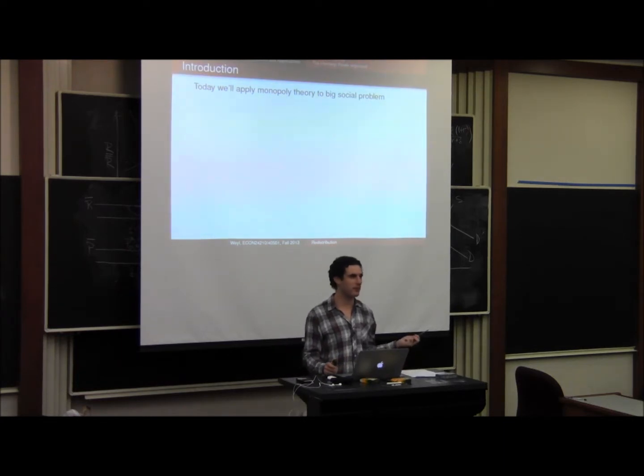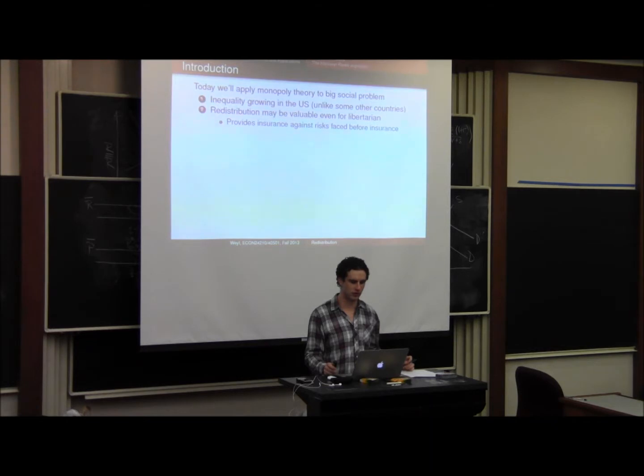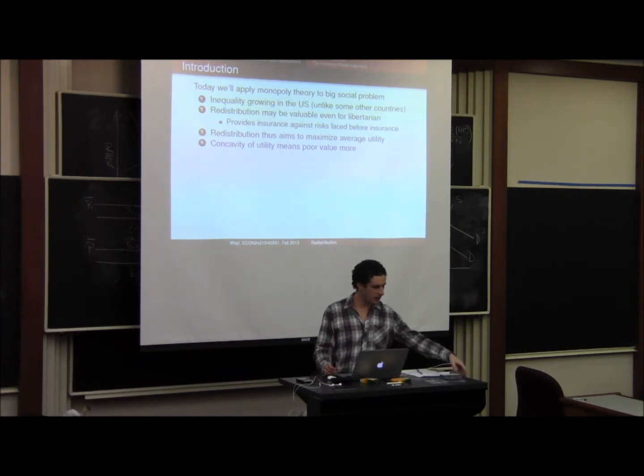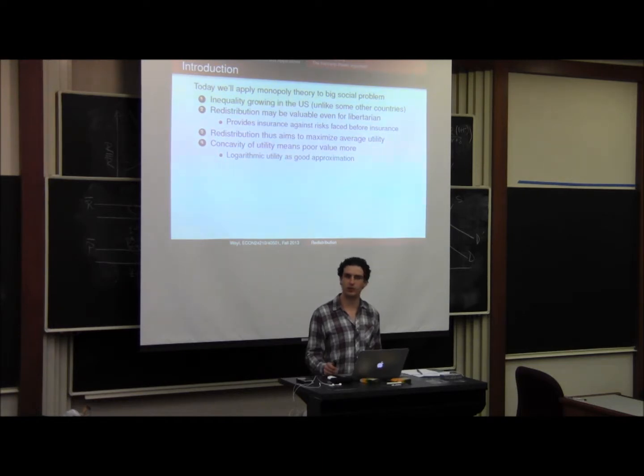So today we're going to apply monopoly theory to a big social problem, which is growing inequality in the US, unlike some other countries actually. And we'll talk about why even a libertarian might value redistribution, because it provides insurance against risks that people can't otherwise get insurance against. And we'll thus argue that redistribution under this view should try to maximize average utility, and that the utility of wealth is higher for the poor because of the concavity of utility. And we'll talk about why logarithmic utility is a good approximation to that.